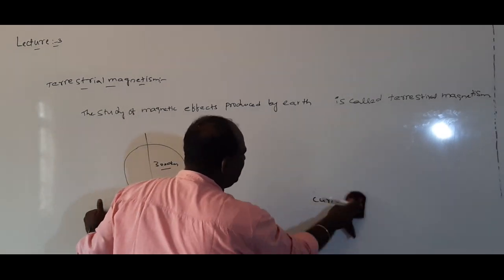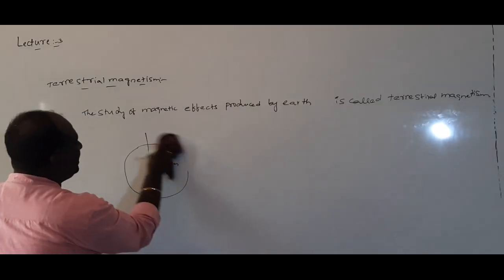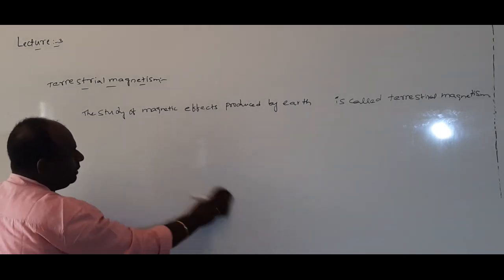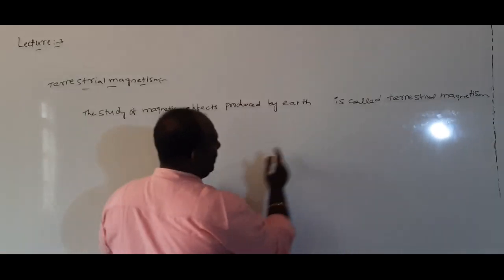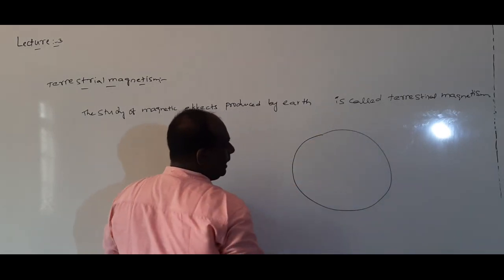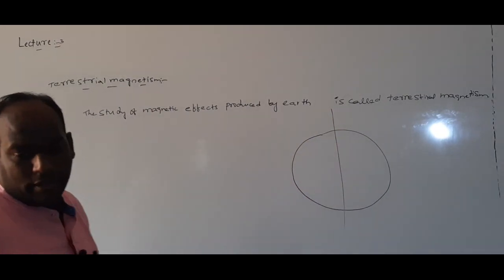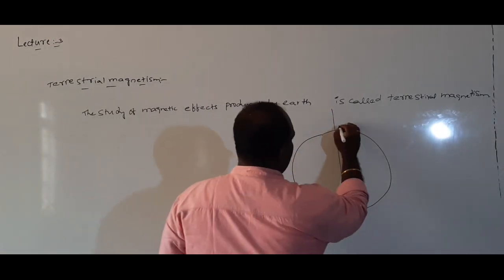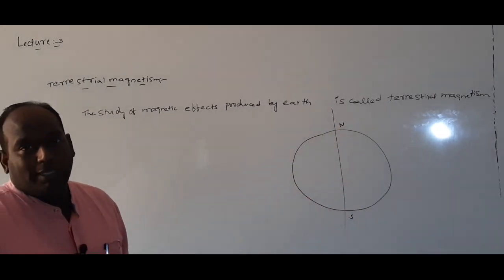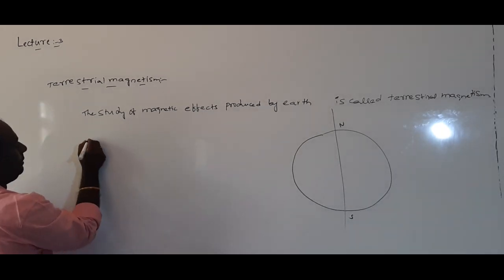Now we are going to discuss some definitions. These are very, very important. They will help to understand terrestrial magnetism in detail. So what are the definitions we are going to discuss now? Assume this is the Earth's surface. This is the North Pole, this is the South Pole. A line passing through the North Pole and South Pole is known as the axis. I will write the definitions in detail. First, the axis.